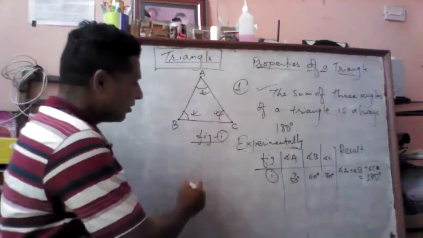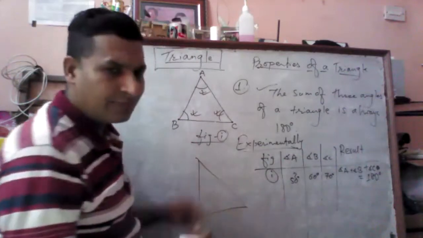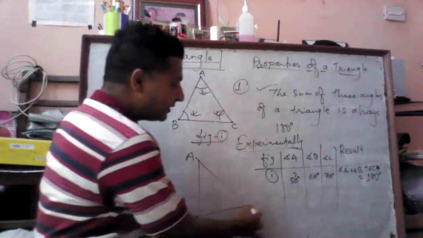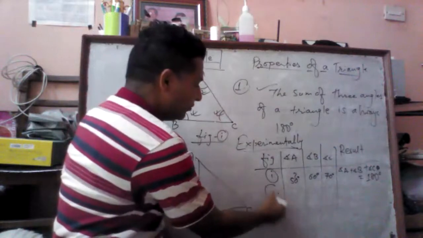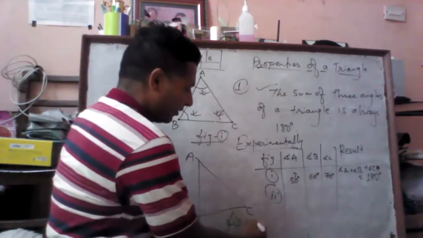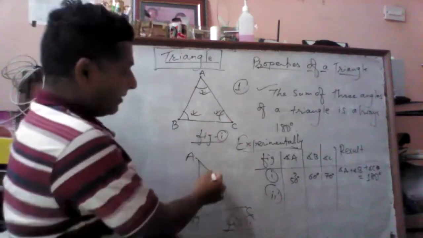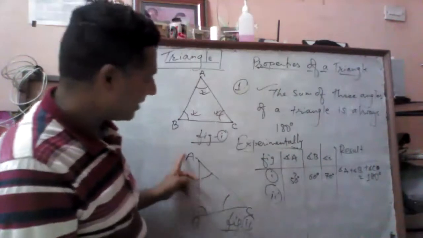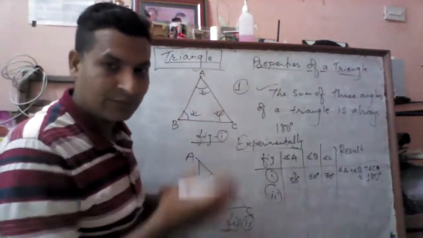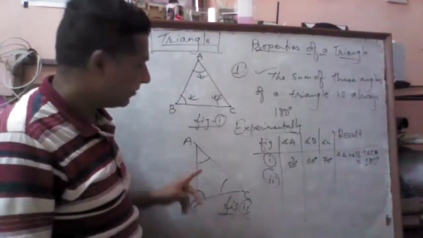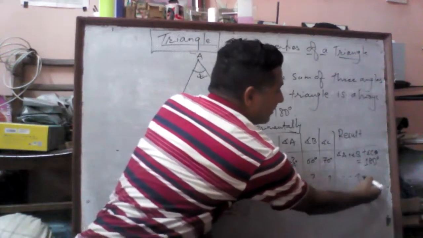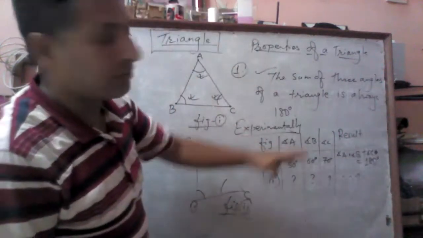Similarly, we can draw another triangle of a slightly different shape and size. We give the names similarly, so in figure 2 also we take the measurement of the three angles and fill in the same table. We write the same names, not other names like X, Y, Z, P, Q, R. A, B, C, the same names are given. Angle A we write here by measurement, B, C, and similarly we find the result.